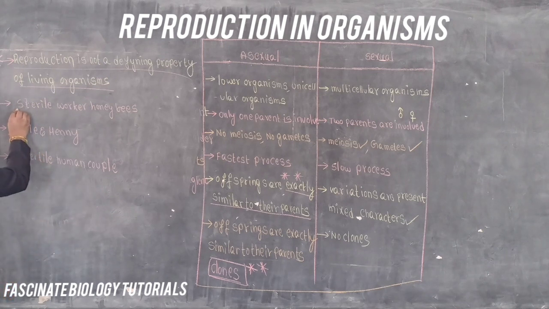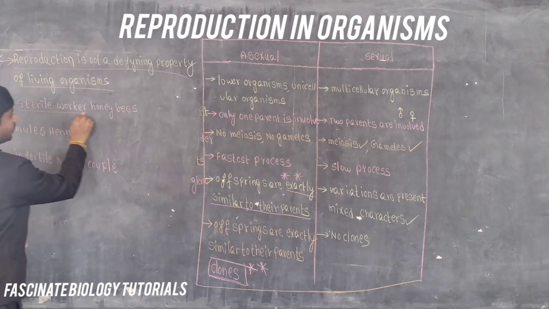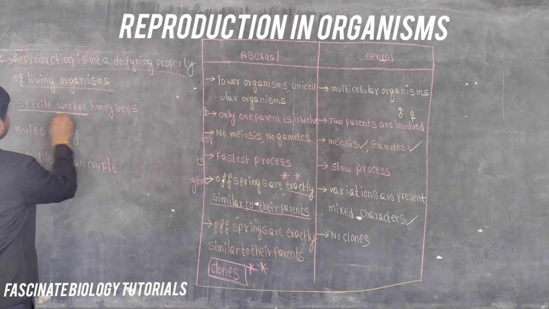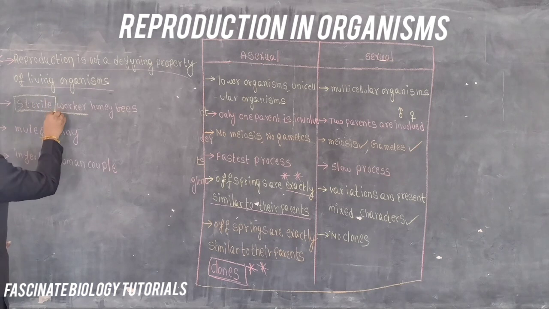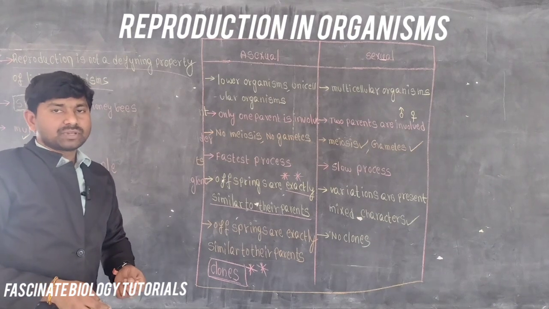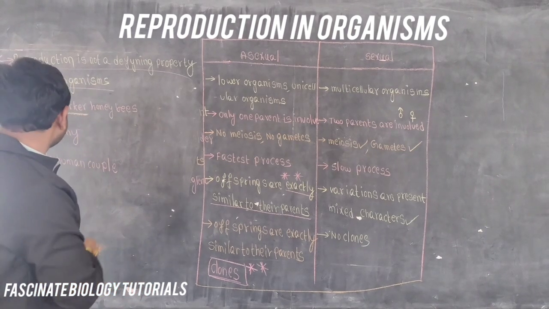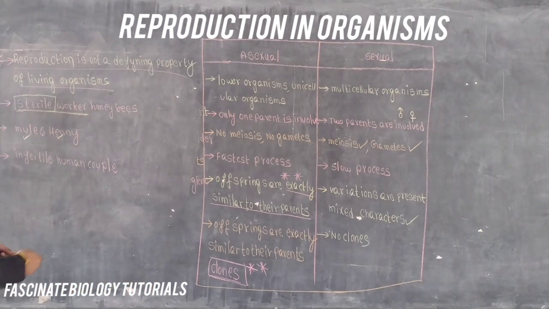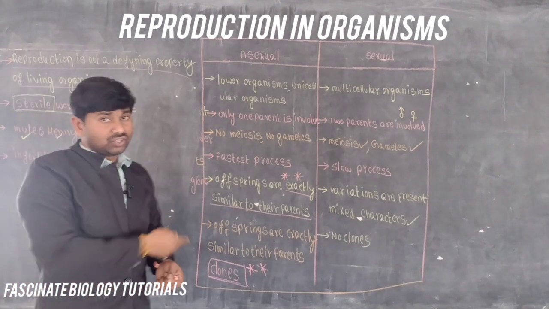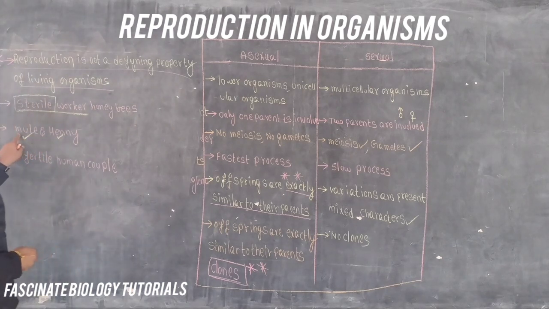Sterile worker honeybees don't have the capability to reproduce. Sterile means they don't have the capacity to generate gametes or sperms. Mule and hinny are living organisms produced by interspecific breeding. For example, the mating of a horse and a donkey produces mule and hinny.